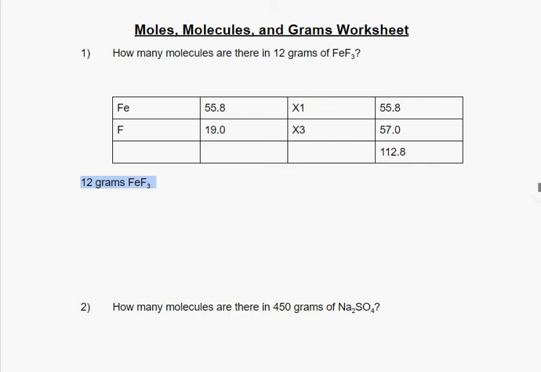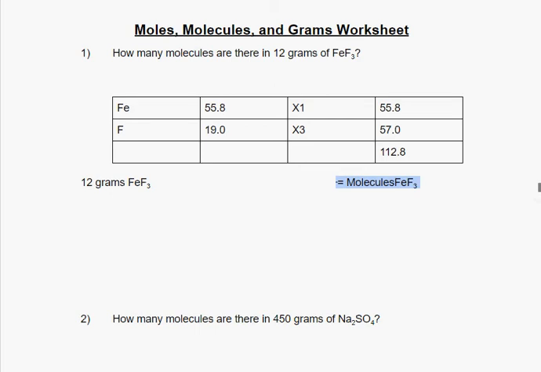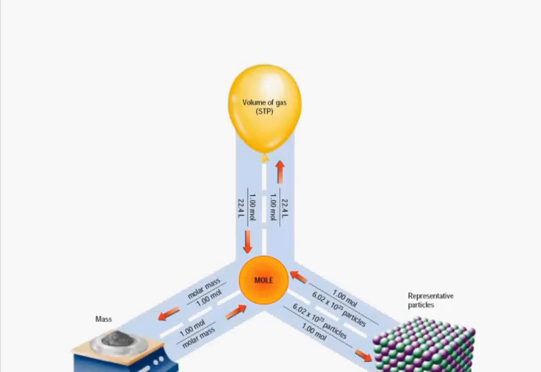And then I say, okay, well, what am I looking for? What's the unit that I'm looking for? Well, I know I'm looking for molecules. So I want to know how many molecules are in 12 grams of iron fluoride. So I'm going to put that on the other side of the paper. And then I have to figure out, well, wait a minute. If I'm going to go from grams, which is down here where it says mass, to molecules, which is a particle, I can't go directly from grams to molecules. I have to go from grams to moles and moles to molecules.